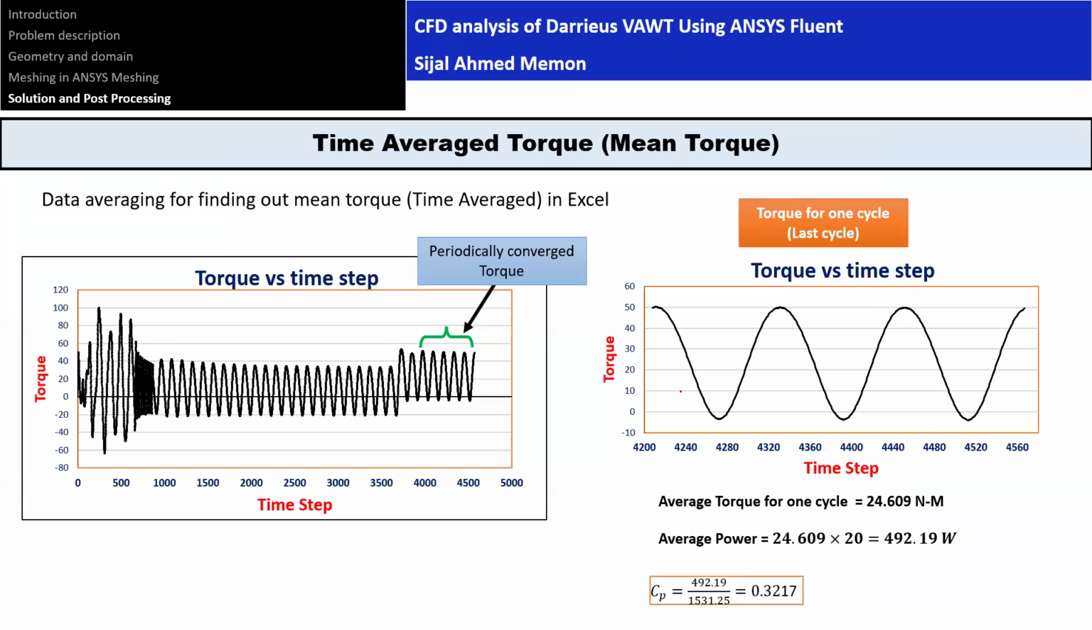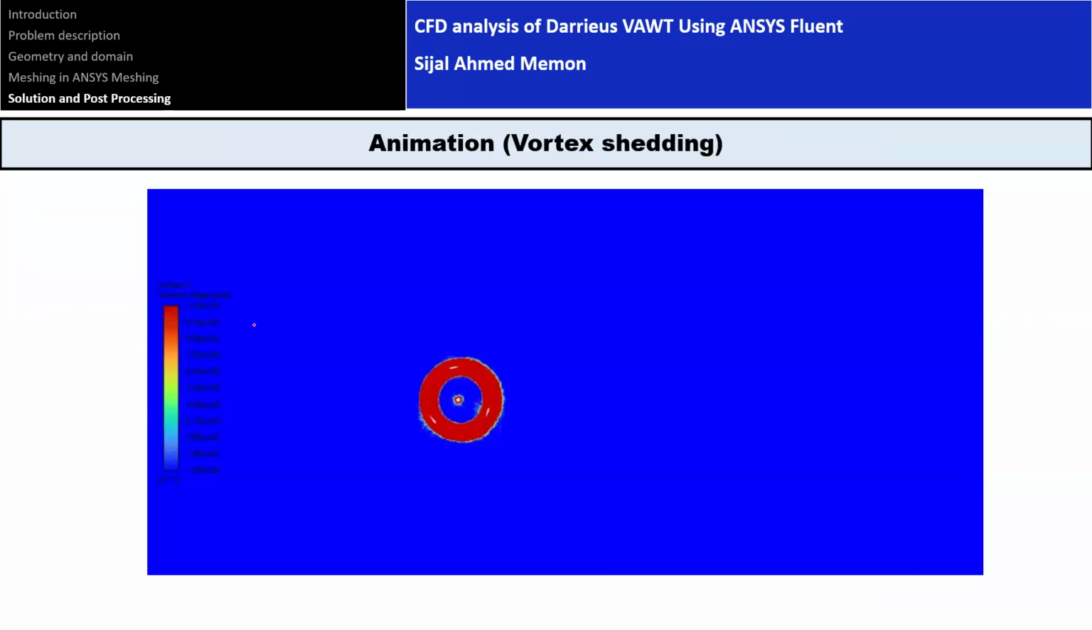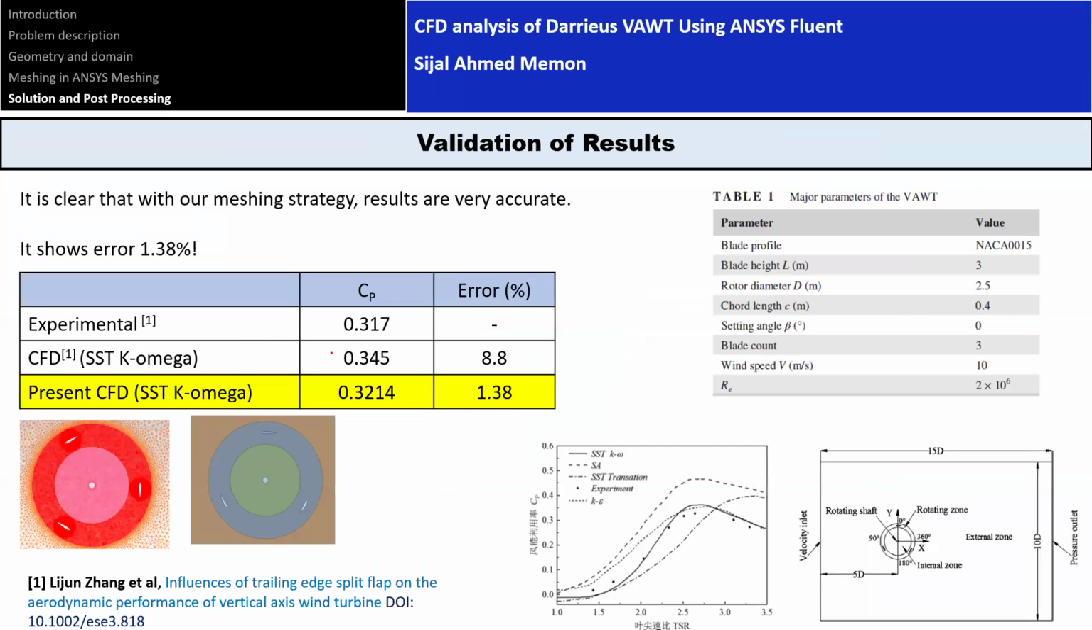And I want to show you one animation. Also you can see one thing: the reference work had an error of 8.8%, but based on our CFD, the error is only 1.38% with respect to the experimental data. So the reference we are using here has the error of 8.8% at the TSR equal to 2.5, but in our case, the error is only 1.38% because we have employed very high quality meshing and we resolved the important flow regions.